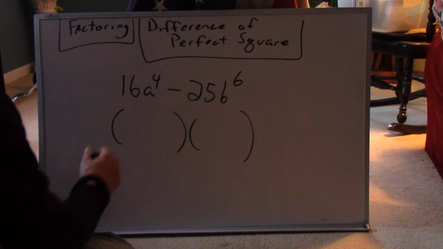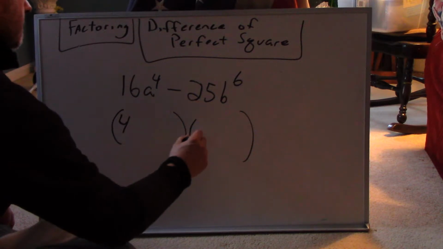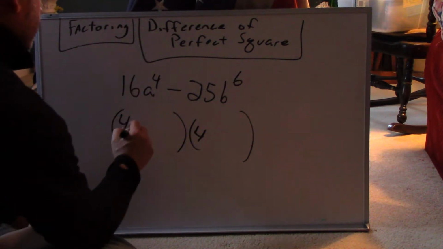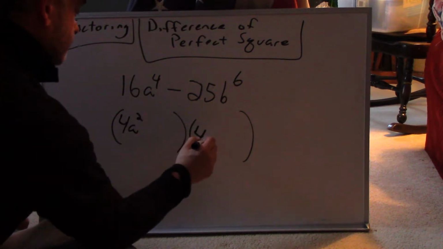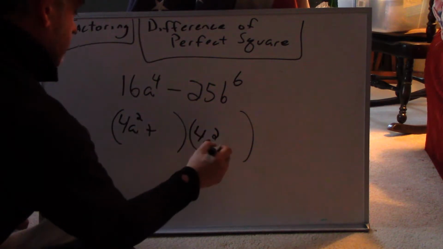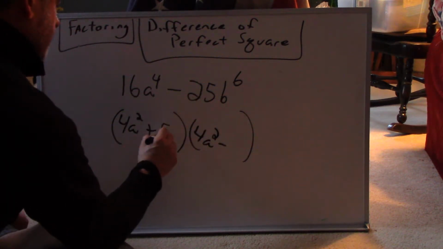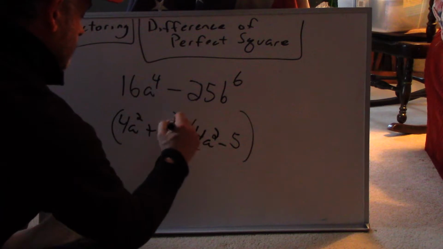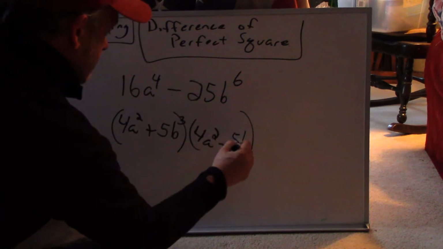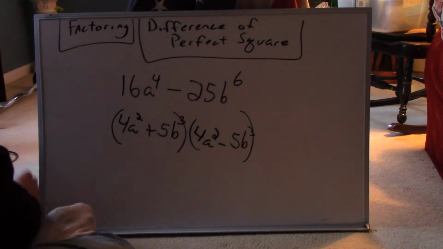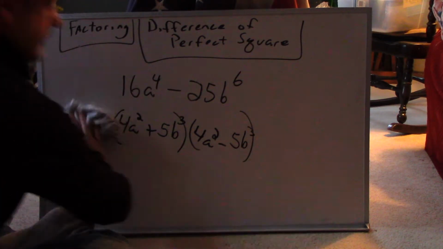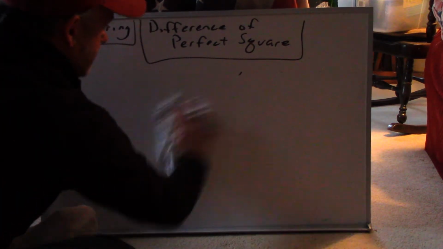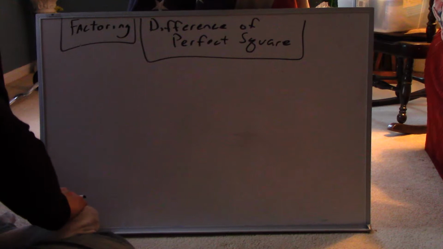Okay, square root of 16 is 4. A to the 4th, you break it up. Plus minus. 5, 5. B to the 3rd, B to the 3rd. It's that simple. All right? Let me do another one. I hope you're getting this. You can always stop the video and take a look at it.